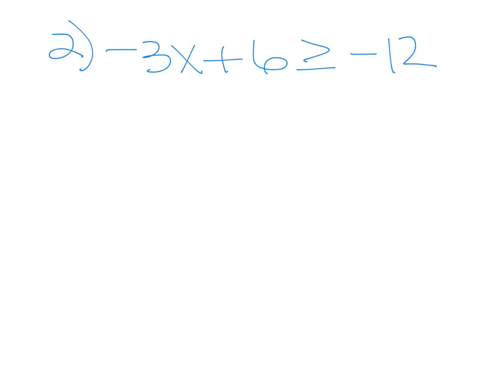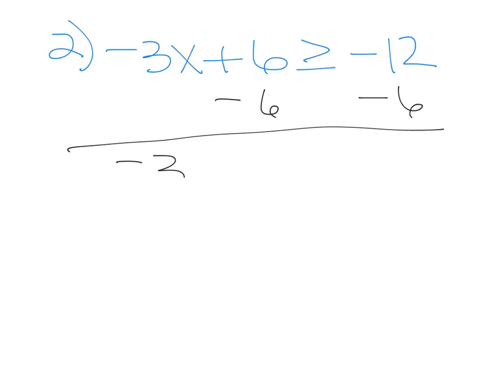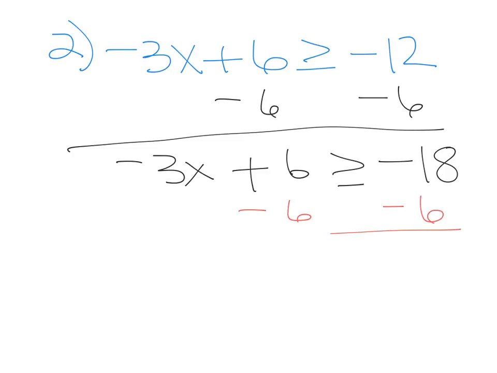So the first thing we're going to do is we're going to subtract 6 from both sides. And we get negative 3x is greater than or equal to negative 12 minus 6 is negative 18.